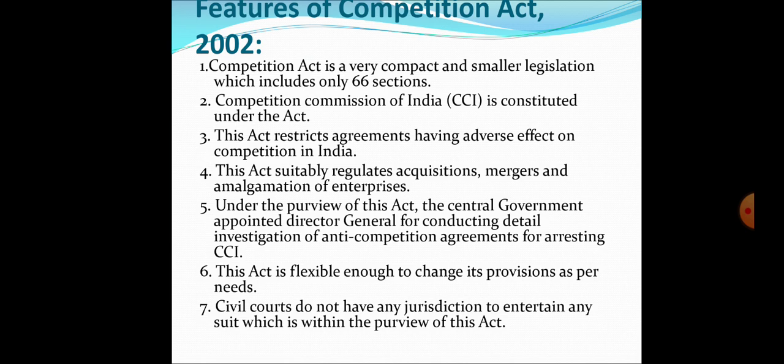The first important feature is that this act is a very compact and smaller legislation which includes only 66 sections compared to the other acts. It is the smallest of these acts, with only 66 sections, and the CCI is constituted under this act. This act restricts agreements having adverse effect on competition in India, and also suitably regulates acquisitions, mergers and amalgamations of enterprises. Under the purview of this act, the central government appointed the Director General for conducting detailed investigation of anti-competition agreements for assisting the CCI.